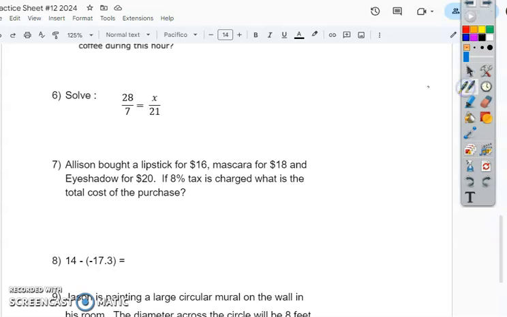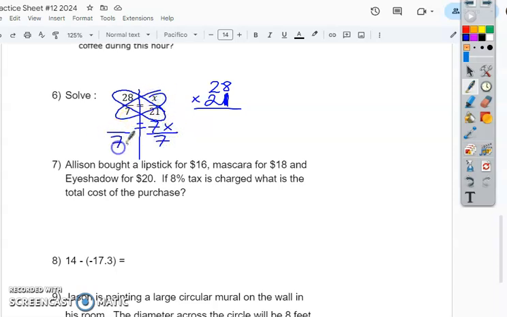Number 6, this is again, you can cross multiply or you can find a relationship by the side. If you can find a side-by-side relationship, that's what I would do. It's quicker, okay? But remember, you're going to do 28 times 21. Whatever you get, put it right here. The other side, we get 7x. Then we divide by 7. Why do I divide by 7? It's because in front of the x is a 7.